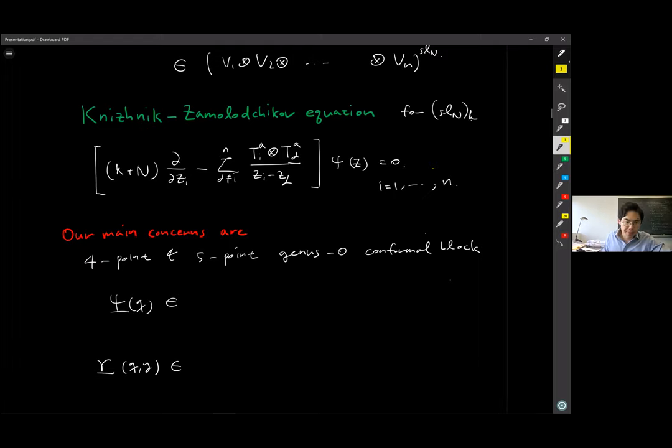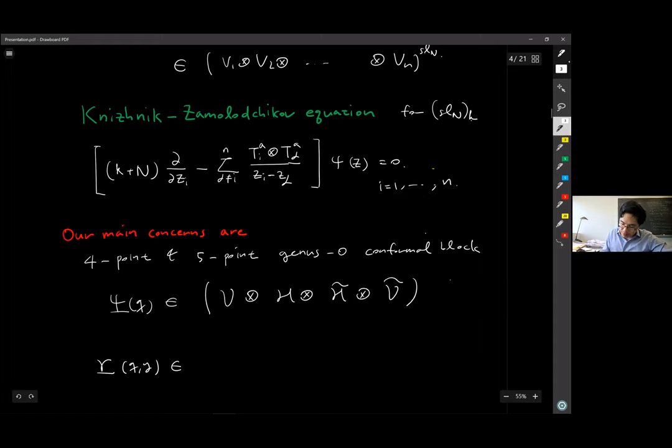And the main concerns are the 4-point and 5-point genus zero conformal blocks. So I have to tell you which four representations I'm talking about. It will be V tensor H tensor H tilde tensor V tilde. Here V is a Verma module of SL(N), V tilde is another Verma module, and H and H tilde are something less familiar. It's called the Heisenberg module, which I will introduce.